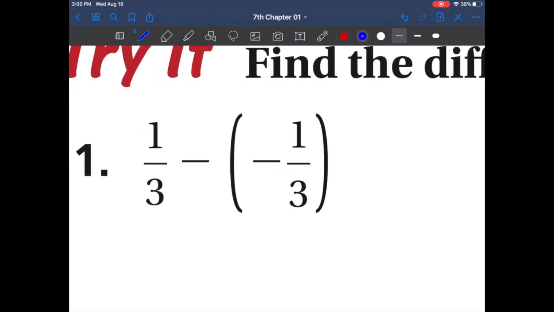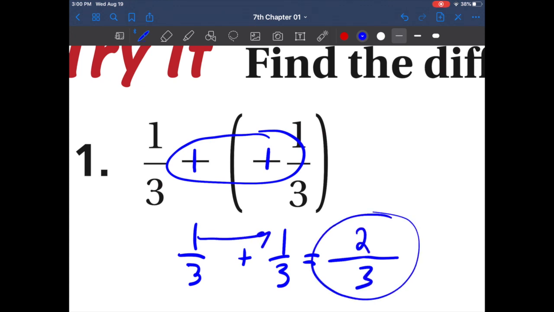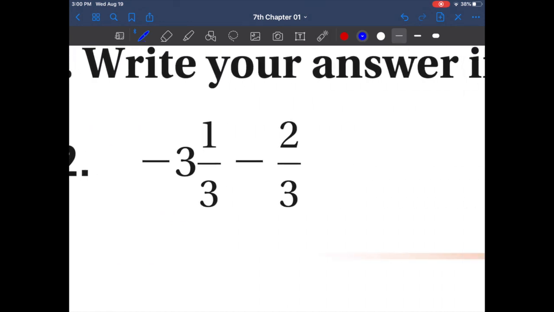I'm going to do another problem over here. Let's do these practice problems. What do we notice over here? This is a double negative, and that turns into a positive. So now we just need to rewrite our problem. 1/3 plus 1/3 is going to give us, remember, denominators stay the same. Let's add our numerators. That's going to give us 2 over 3. All right, let's try another one.